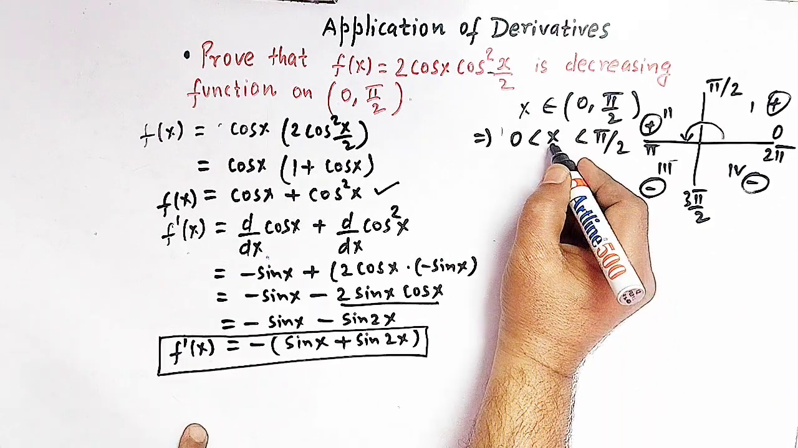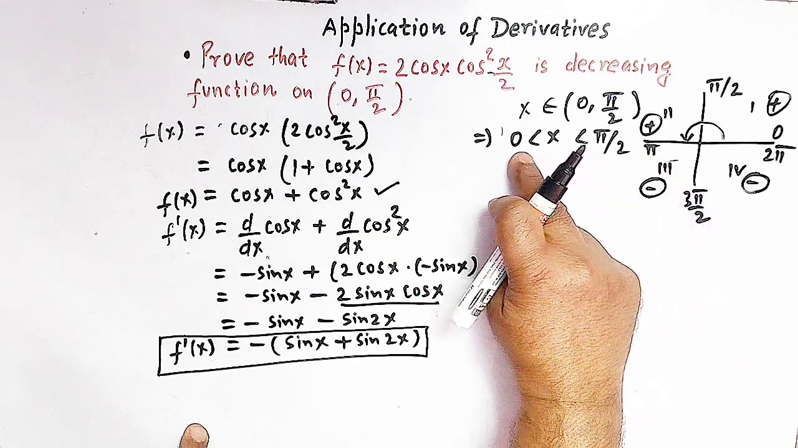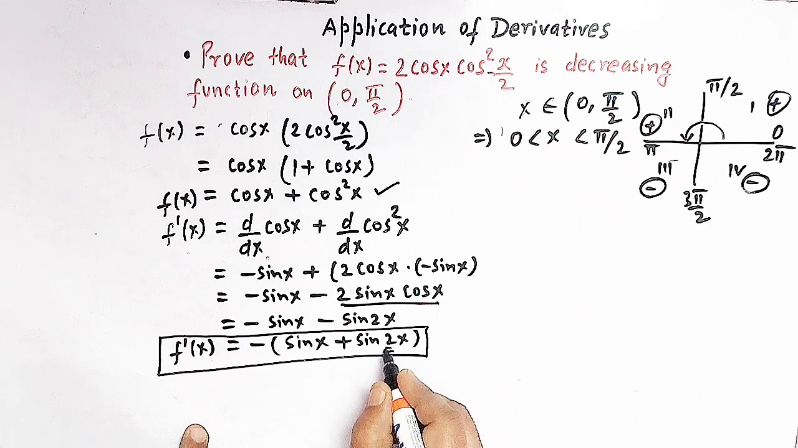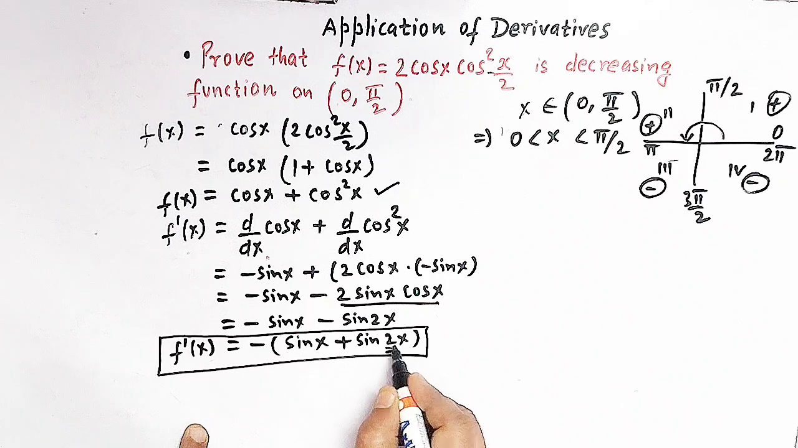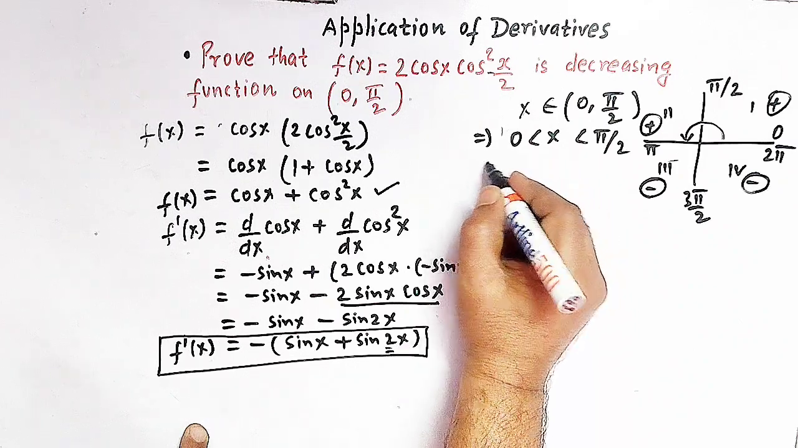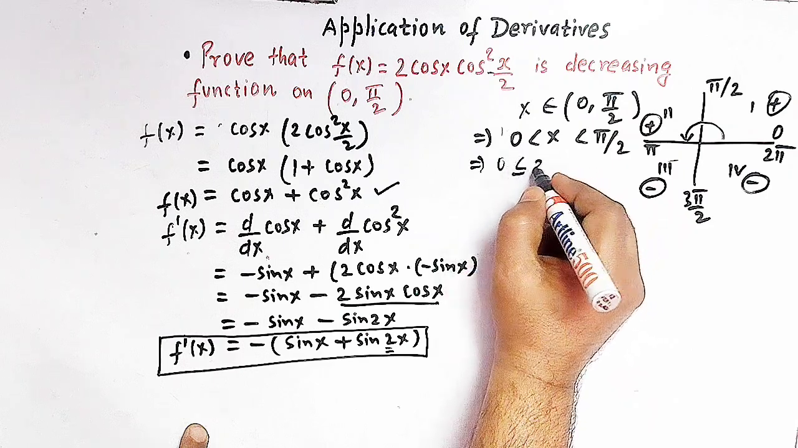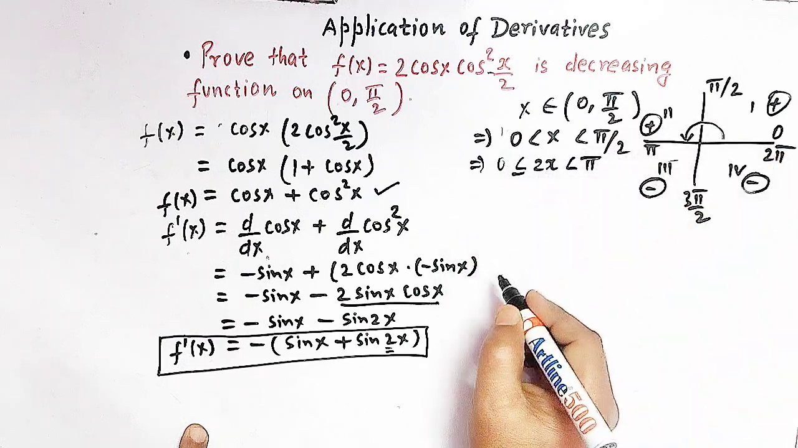So now we have x greater than 0 but less than pi by 2. So let us multiply this inequality throughout by 2, because here we have sine 2x. So we need to find out the interval for the angle 2x. So here we have 0, that is 2 times 0 is 0. Here we have 2x, and here we have pi, because 2 and 2 get cancelled.